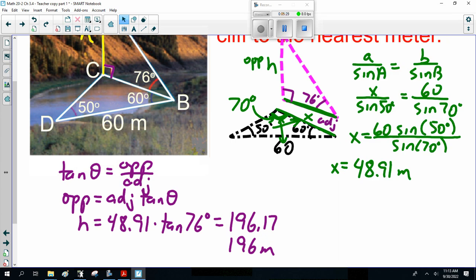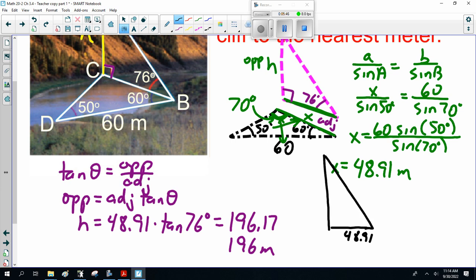Okay. Now, for my crude drawing, is that reasonable? Well, honestly, my drawing isn't very good because you're looking at it from an angle. But if this base is 48.91, 76 is fairly sharp like that. So this being 196 is not unreasonable.